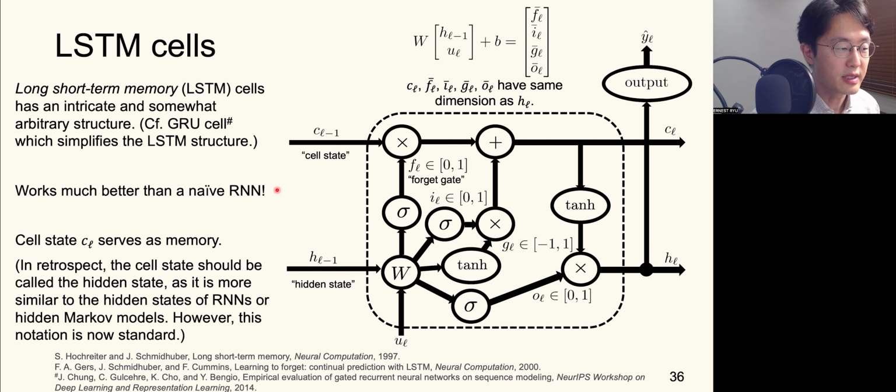The LSTM cell is designed to promote better gradient flow, and because of this, this works much better than a naively designed RNN. Within LSTM, it is the cell state that really serves as the memory unit. Now, in retrospect, the cell state C probably should have been called the hidden state because the cell state is more similar to the hidden states of an RNN or the hidden state of Markov models. But nevertheless, referring to the cell state as the cell state, the hidden state as the hidden state in this way is now standard terminology, so that's what I'm going with.